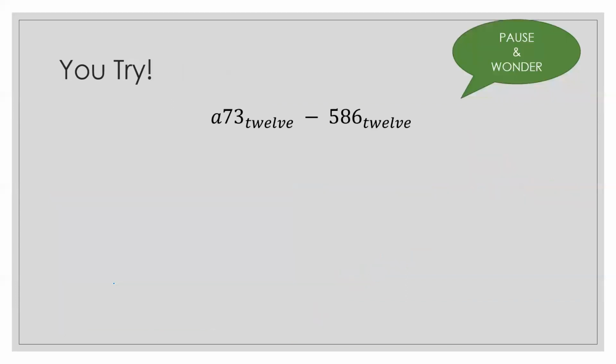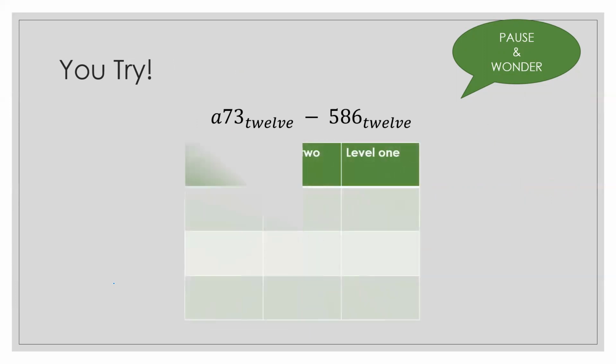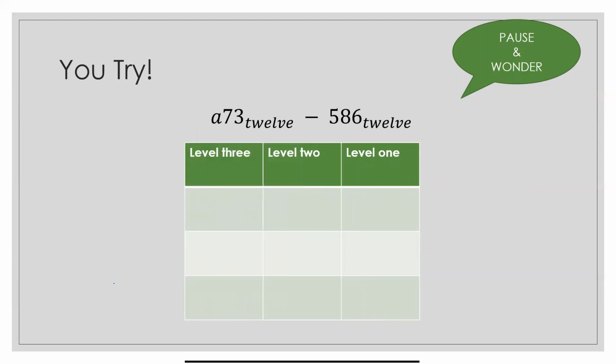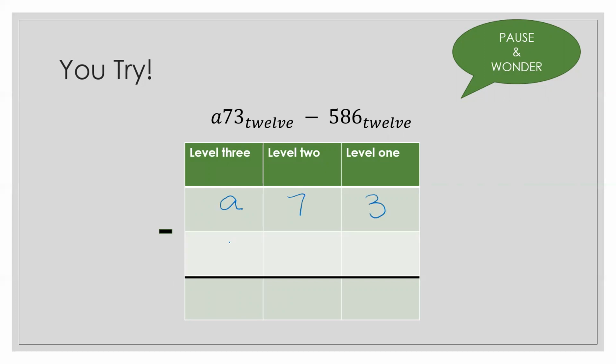Okay. Here's one for you to try. And you may want to use this place value chart to organize your information. Pause and wonder. Once you have done that, let's come back and do that together. A 7, 3 minus 5, 8, 6.